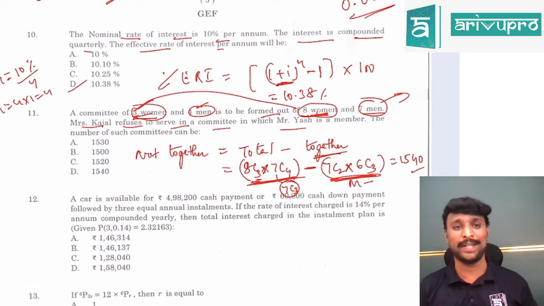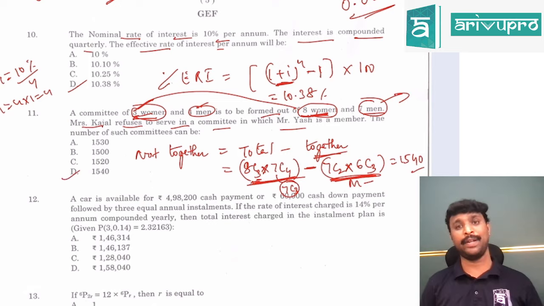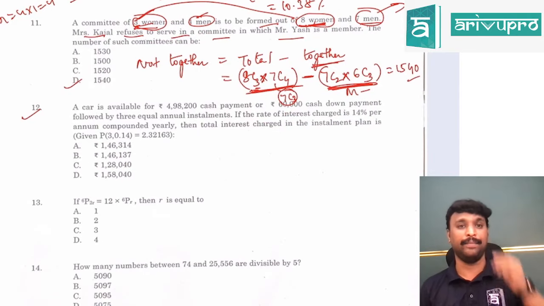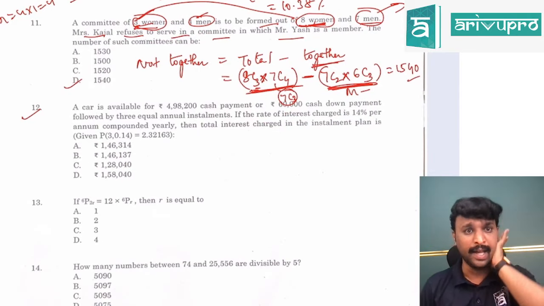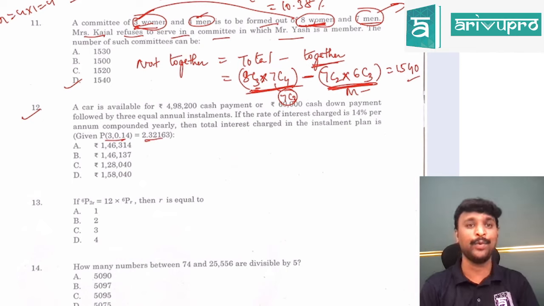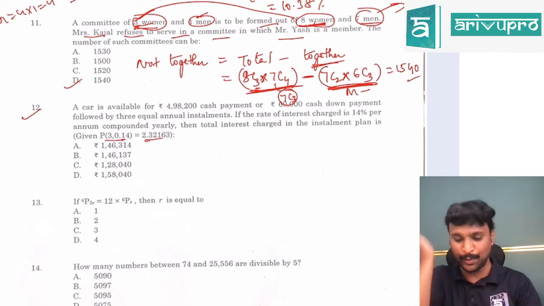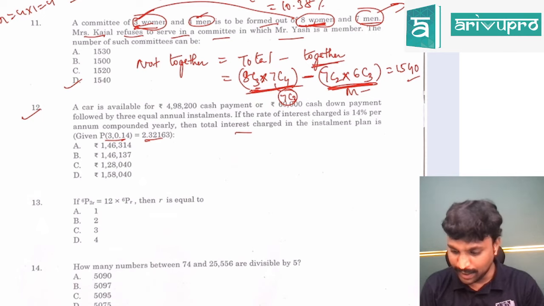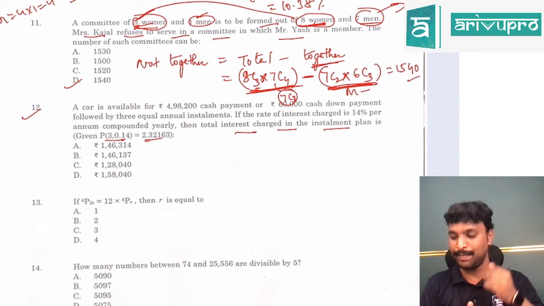Guys, you can do it in one step in the calculator using the memory of your calculator. Is it clear? So let's move on to question number 12. Guys, what's the question asked? If you see, definitely this is an annuity problem. They have given a data, it's an annuity problem, right? What is it basically they're asking? Total interest charged in the installment plan.